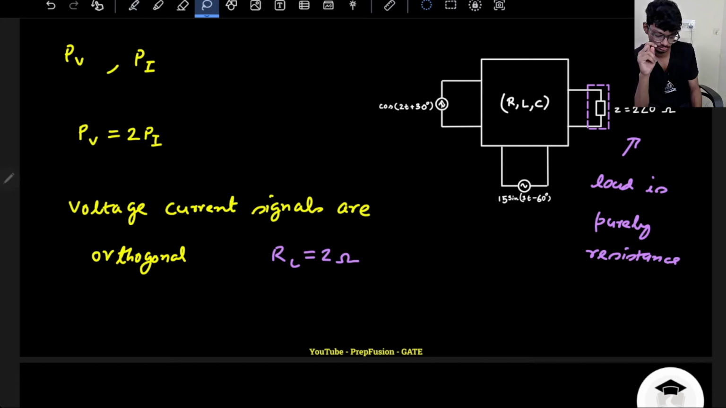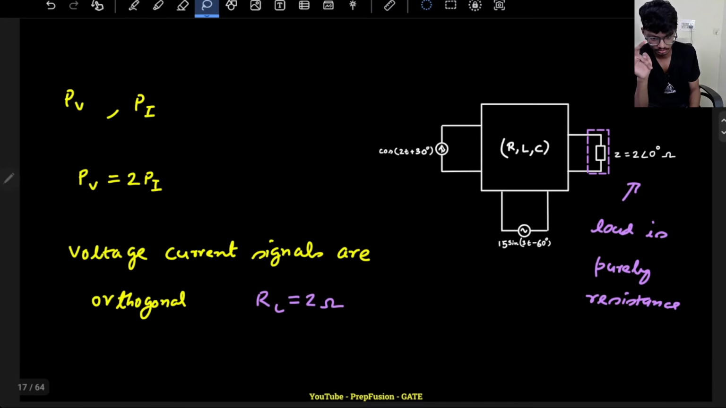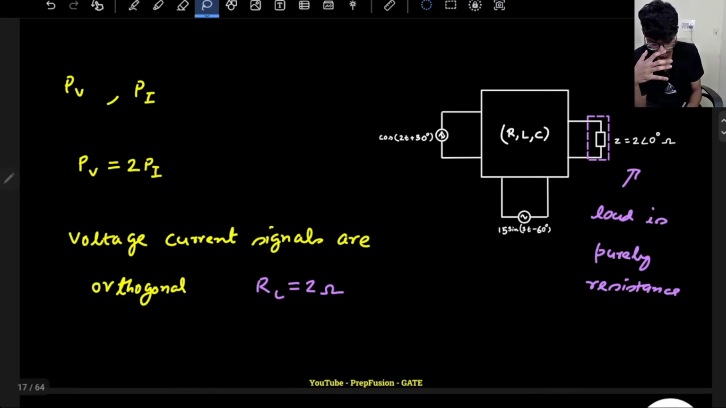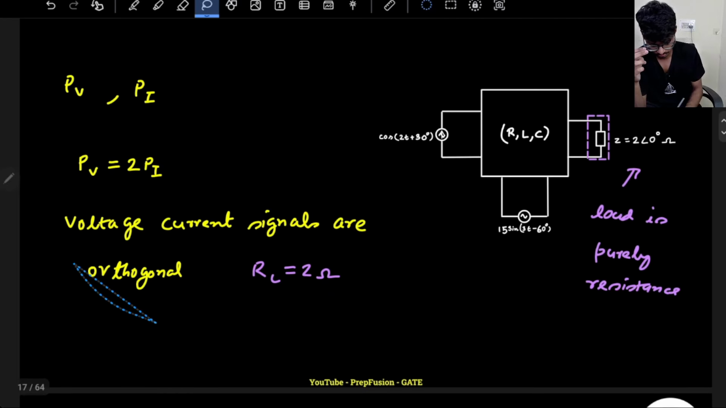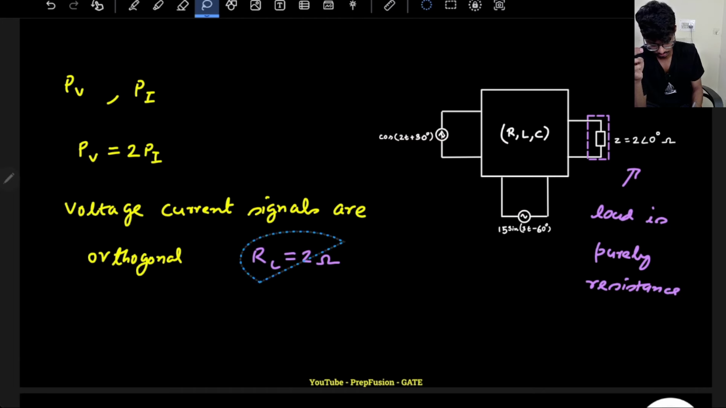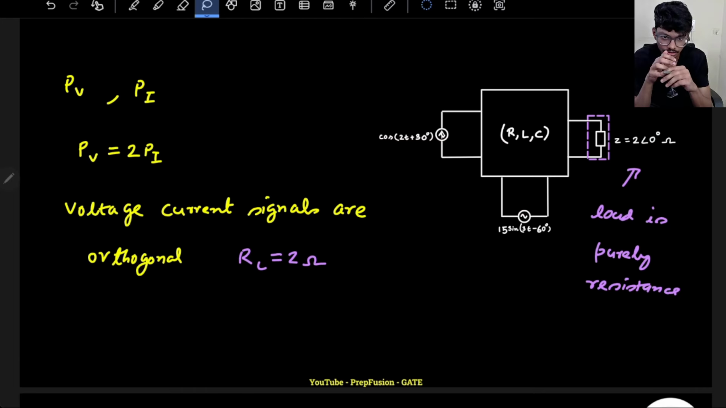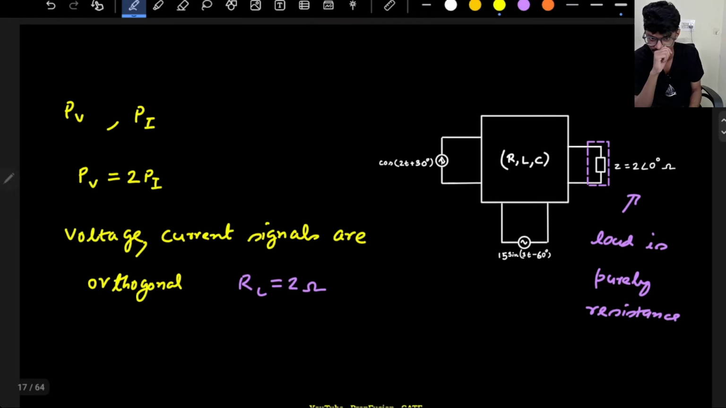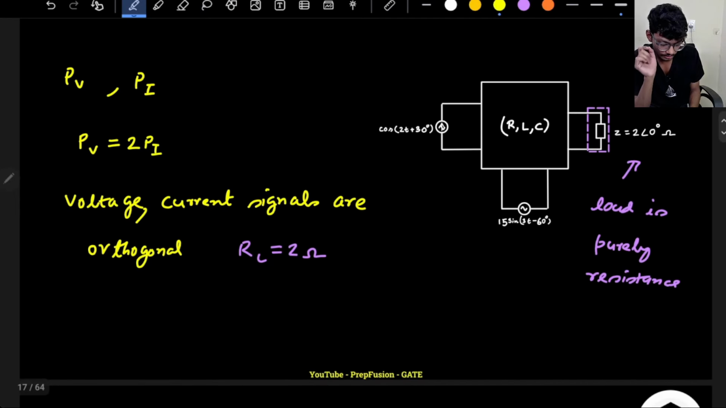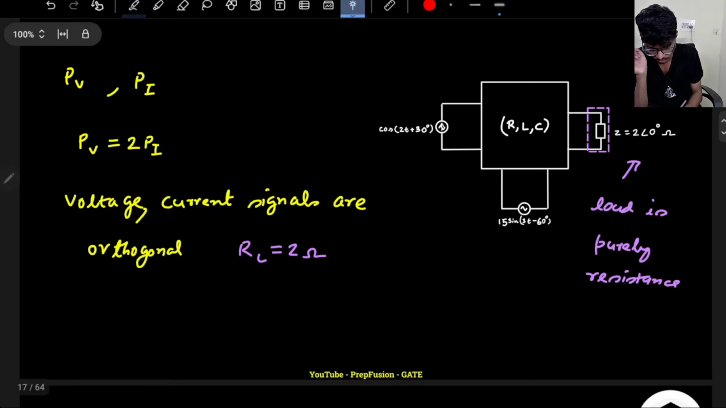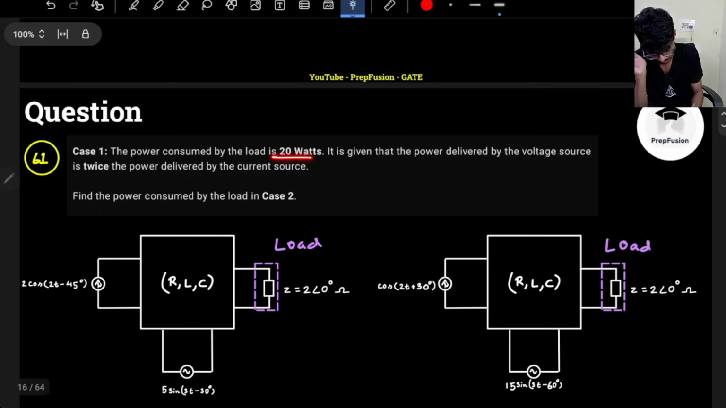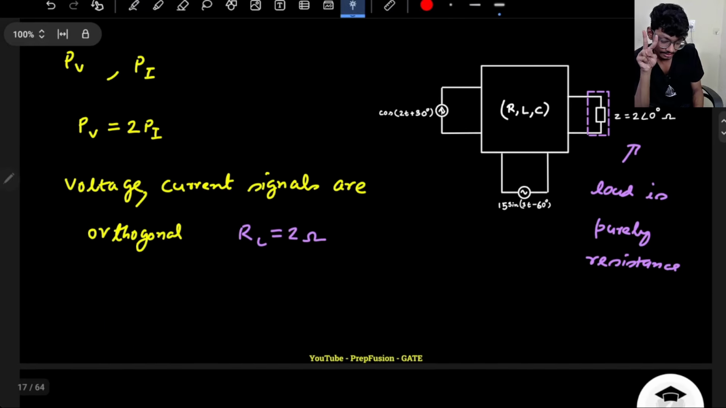Now, as voltage and current signals are orthogonal and the load impedance is not changing, the power can simply be added. So PV plus PI, where PV equals 2 PI, and the total power consumed by the load is 20 watts. I know the powers can be added because the signals are orthogonal.